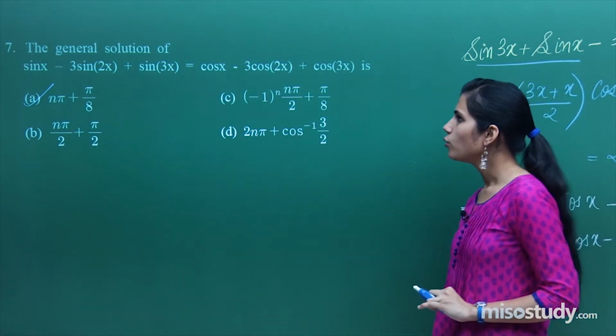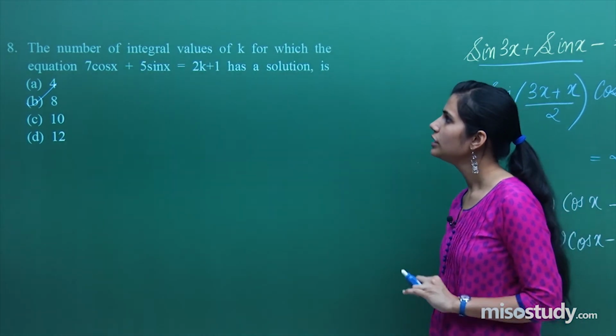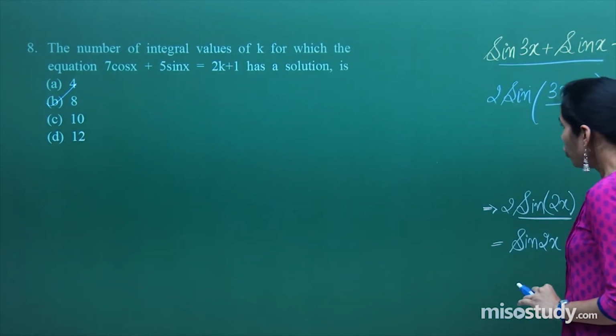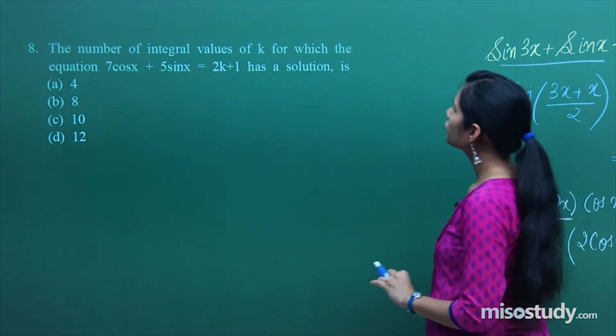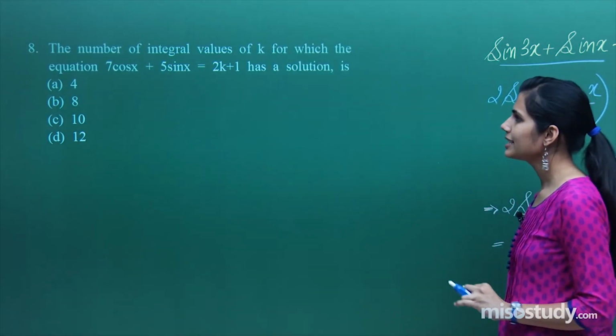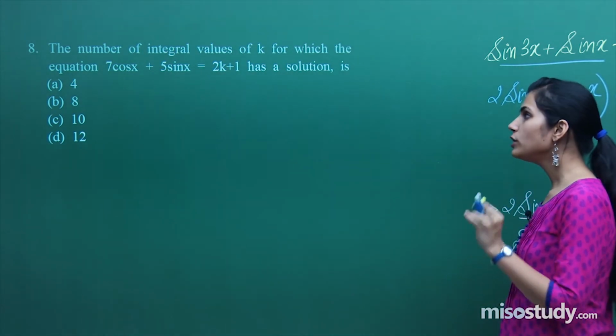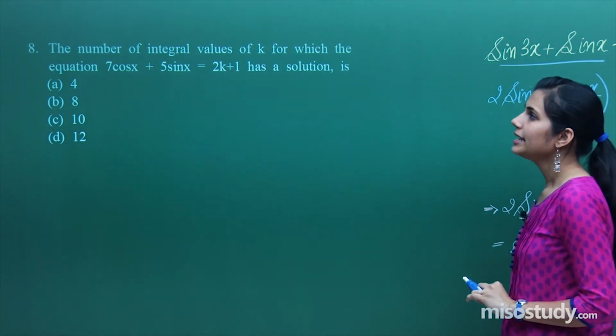Let's move forward. Watch out for the next question, question number 8. Over here, question number 8 is saying the number of integral values of k for which the equation 7 cos x plus 5 sin x equal to 2k plus 1 has a solution is what?